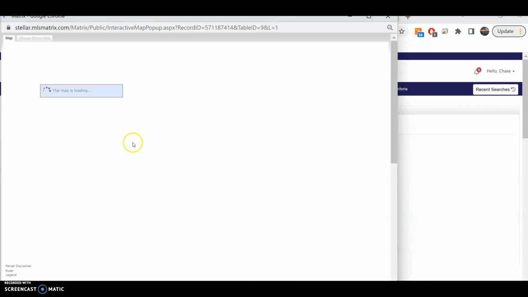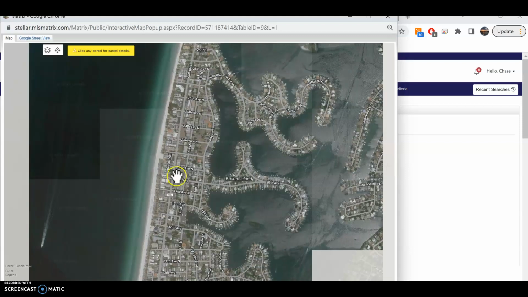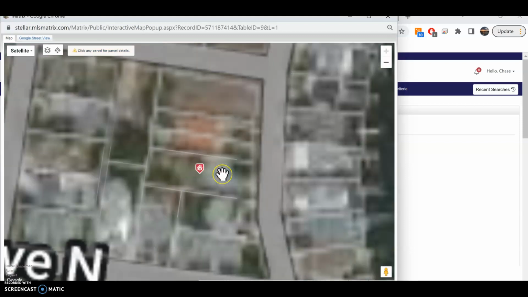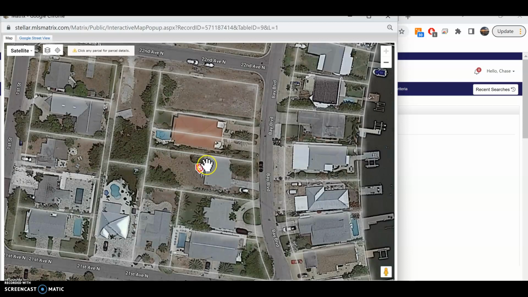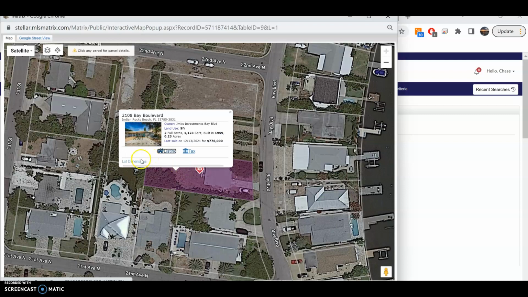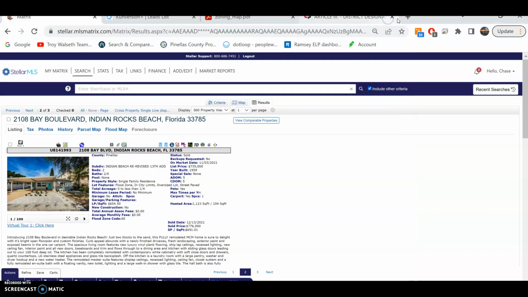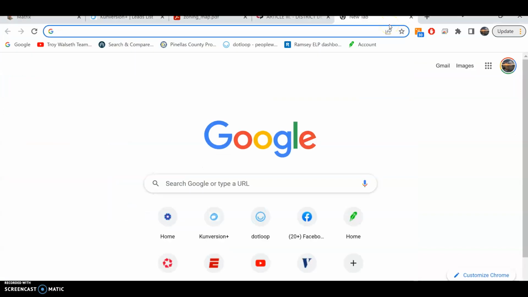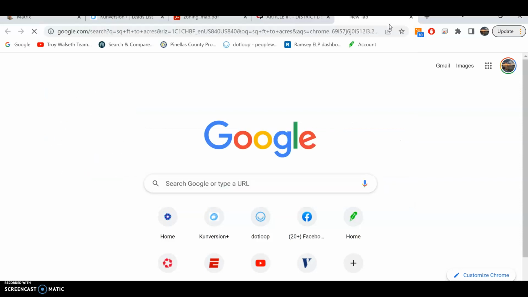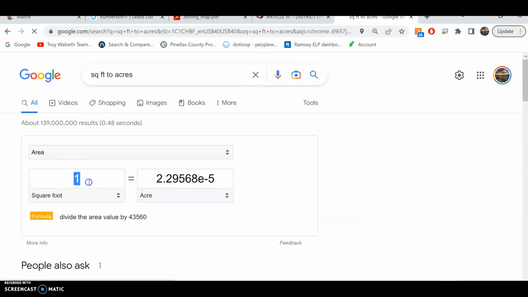So we're going to pull up this map. It's one big lot. Look at the size of that lot back there. You click on it, then click lot dimensions. So 10,076 square feet. It's 160 by 61. We need that in acres. So 10,076 square feet to acres is 0.23 acres.